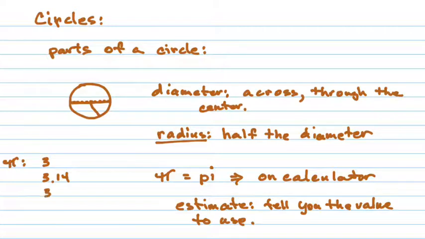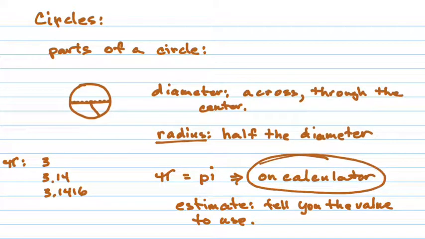The one Education Perfect likes to use is the estimation 3.1416. They've rounded it up. So again, depending on the problem. But if you're working on a problem for me and it does not give you a value, then what are you going to use? The pi key on your calculator. So you need to practice with it.